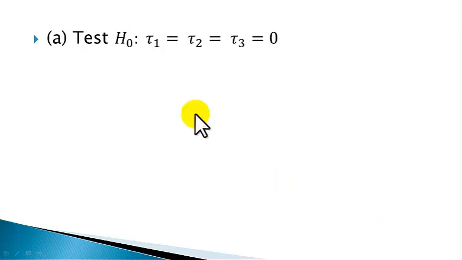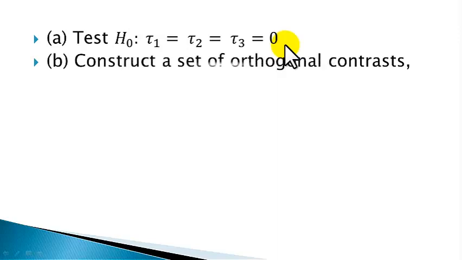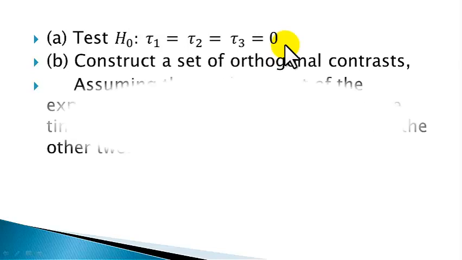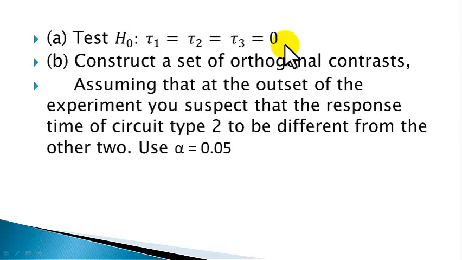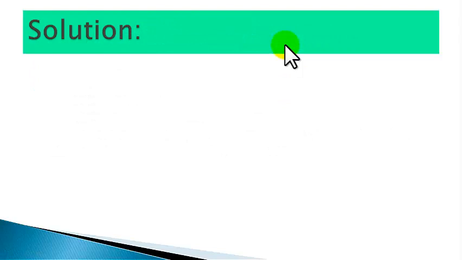A. Let us test the null hypothesis that tau 1 is equal to tau 2 is equal to tau 3 is equal to 0 against the alternative that they are not all equal to 0. B. Construct a set of orthogonal contrasts, assuming that at the outset of the experiment you suspect that the response time of circuit type 2 to be different from the other two. Use alpha equals 0.05. Solution.